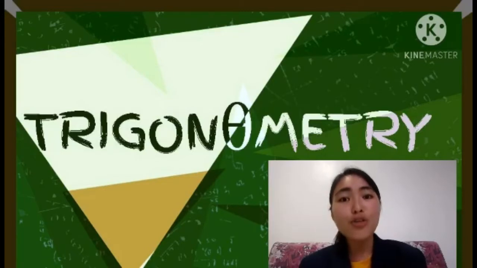triangles. There are six functions of an angle commonly used in trigonometry. First, sine; second, cosine; third, tangent; fourth, cotangent; fifth, secant; and lastly, cosecant.